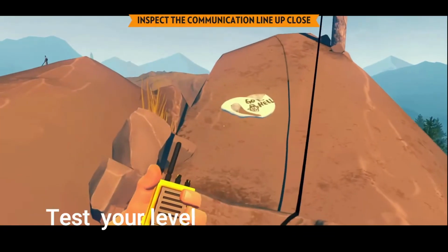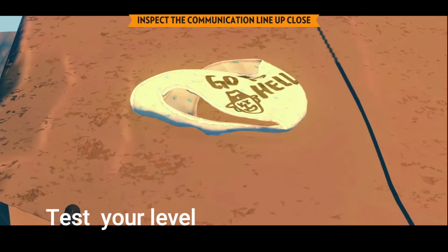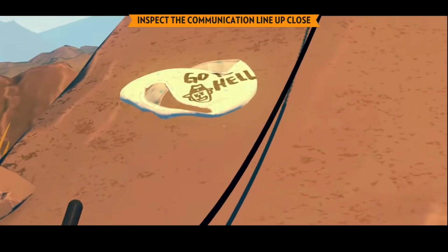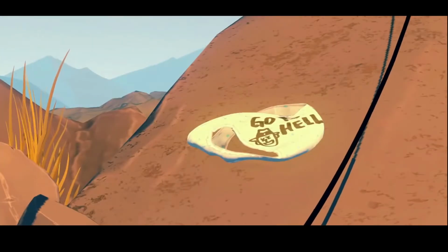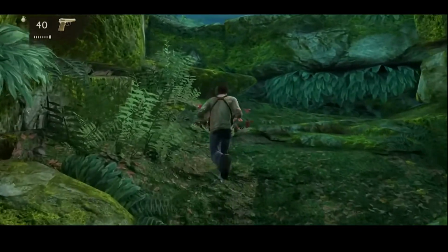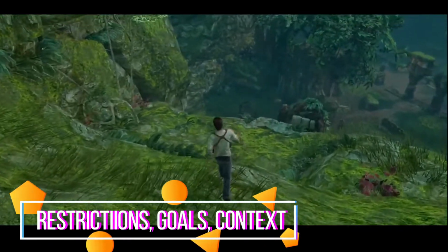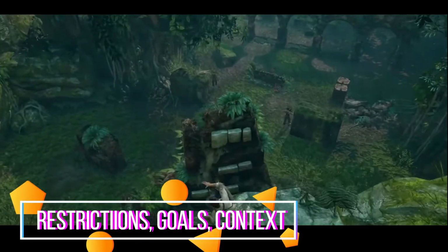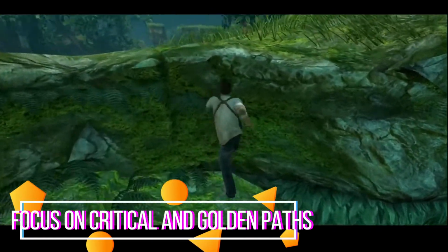But also don't forget to test out your level by following neither of these paths, neither the critical path, nor the golden path. Try and break the level, in essence, to make sure everything's working as you expect it to. You can nail down these things: restrictions, goals, context. You can ask yourself those important questions and focus on your critical and golden path. You're on your way to making an excellent level.